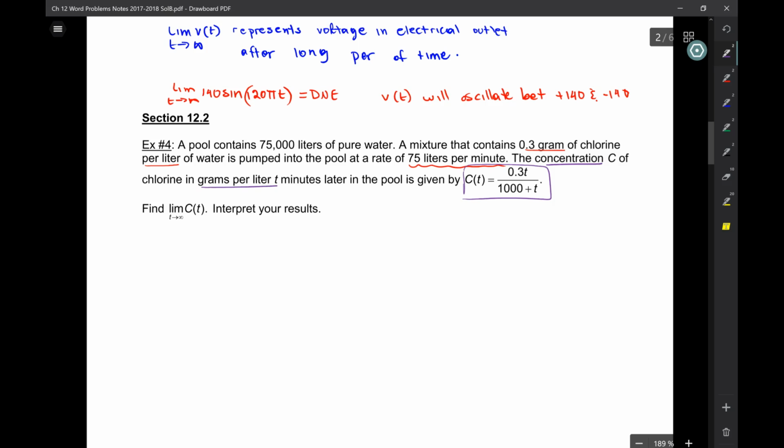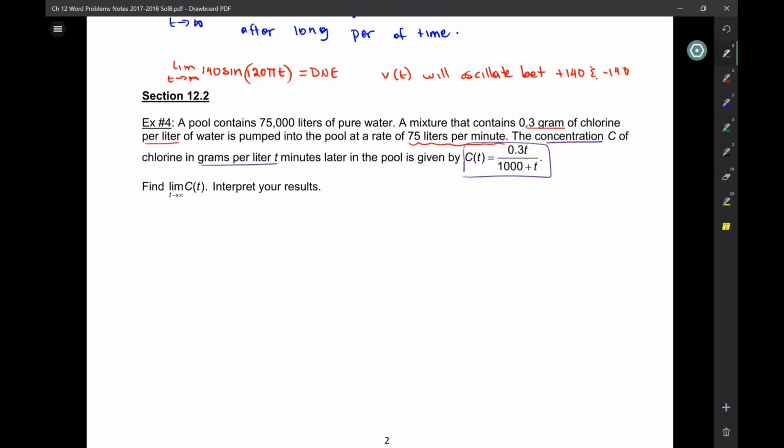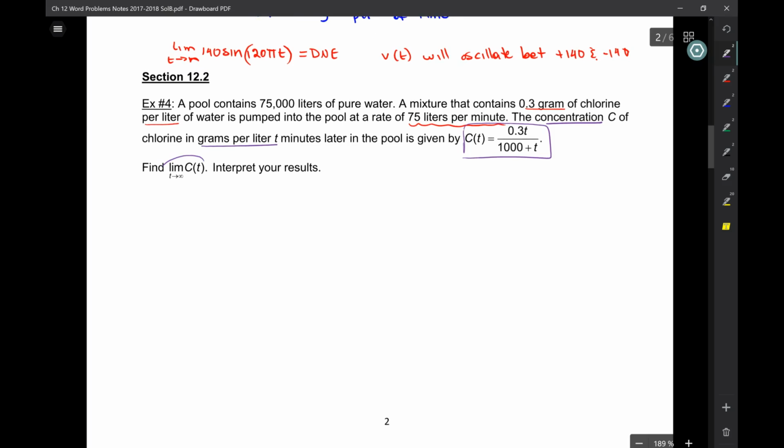So let's think about that. In the beginning, how much chlorine is there in the water? 0. And then as you start pumping it in, you're adding in little by little. So it's increasing, right? Okay, so it says to find the limit of this. It asks to find the limit of the concentration as t approaches infinity.